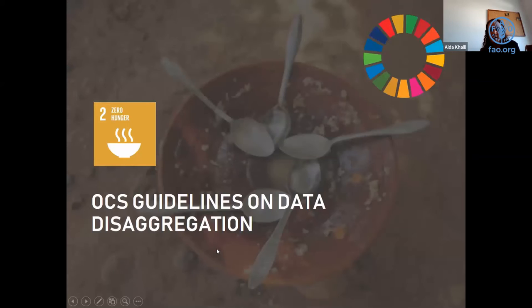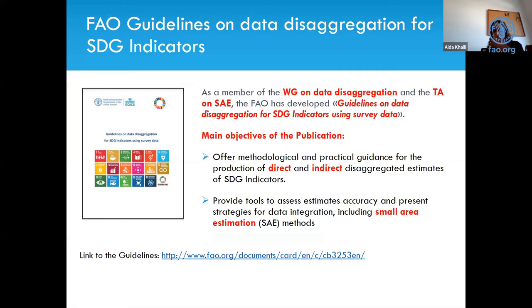So to solve that, not only for these two indicators, but for all the indicators based on survey data, OCS, the Office of the Chief Statistician of FAO, has produced guidelines on data disaggregation for those SDG indicators that are based on survey data. These guidelines offer both methodological but also practical tools in the form of software packages to produce direct and indirect disaggregated estimates of the SDG indicators. I will tell more about what is direct and what is indirect estimates. And then the publication also provides the tools to assess the accuracy of these estimates and presents strategies to improve the accuracy of the estimates. The guidelines can be accessed from the link in these slides.